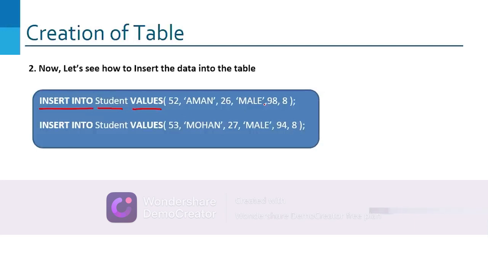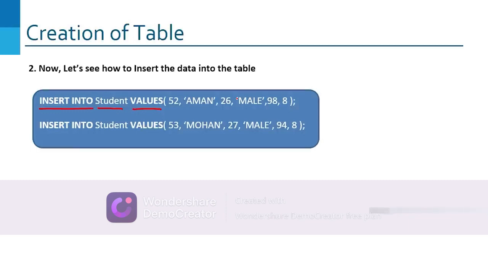Now some questions will come into your mind. The first question is why the numbers don't have a single quote, but the names or the gender, the string or character sequence, have a single quote. Now that is an interesting fact. In any programming language or any database language, we always write the characters or the strings in a double quote or a single quote, and the numbers are written just like that.